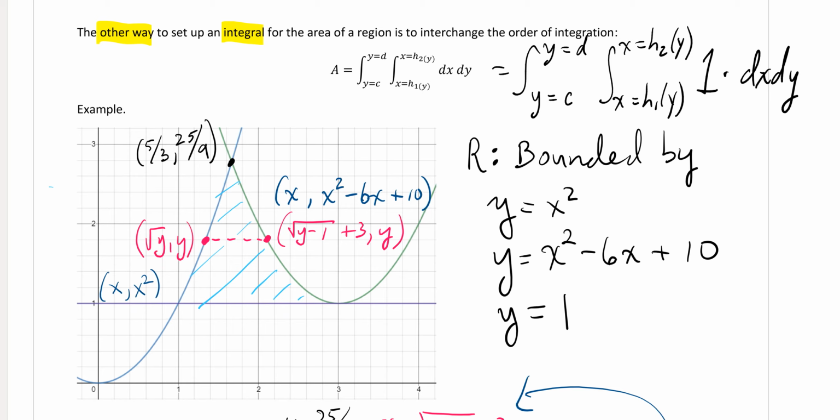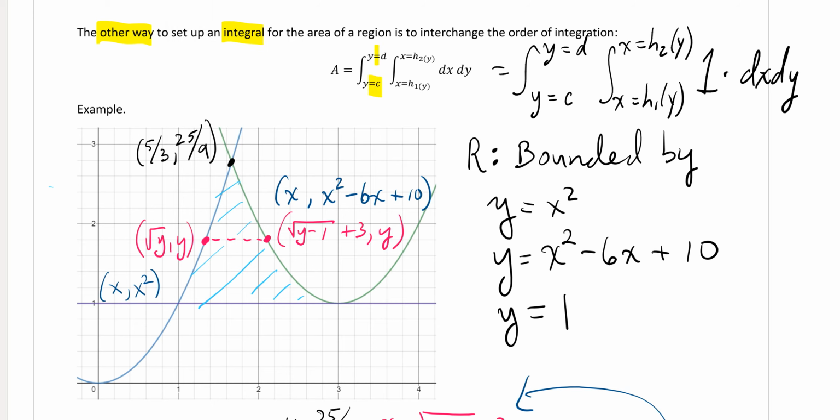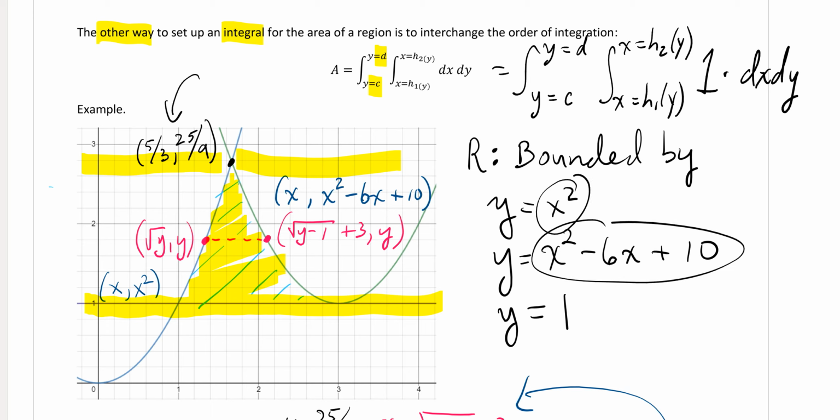So y equals c and y equals d are the lower and upper boundaries of the region. So in this particular problem, y equals 1 is the lower boundary of this region. And y equals, now this isn't a nice integer on the grid. We have to figure that out by getting the point of intersection of these two curves, which turns out to be 5/3, 25 over 9. So this y value is 25 over 9. So the c value in this problem would be 1, and the d value would be 25 over 9.